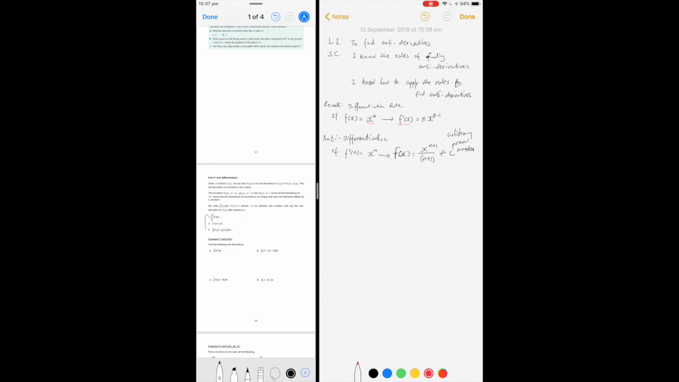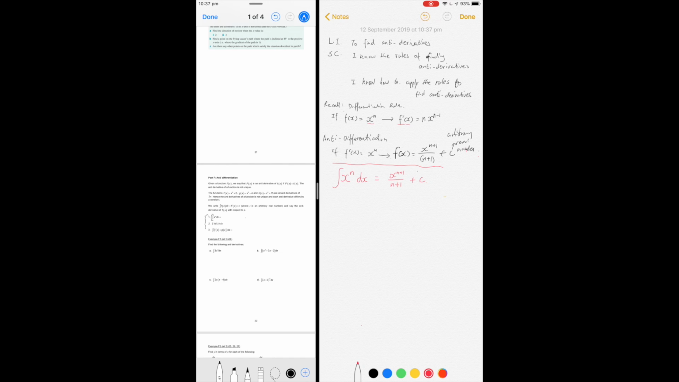So therefore, there is another way to write this. So initially we have f dash of x equal to x to the power of n. So this is my derived function. Now the anti-differentiation, the antiderivative of this derived function with regards to x, is equal to x to the power of n plus 1 over n plus 1 plus c.